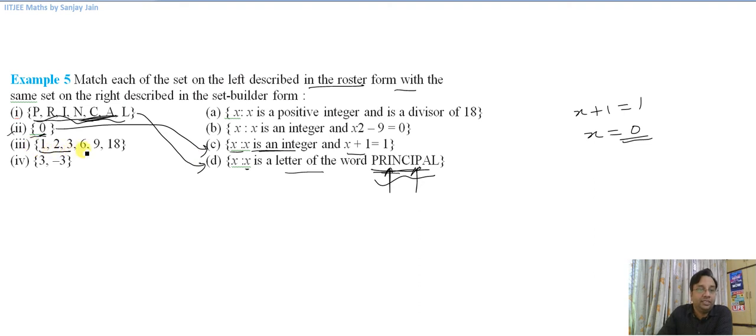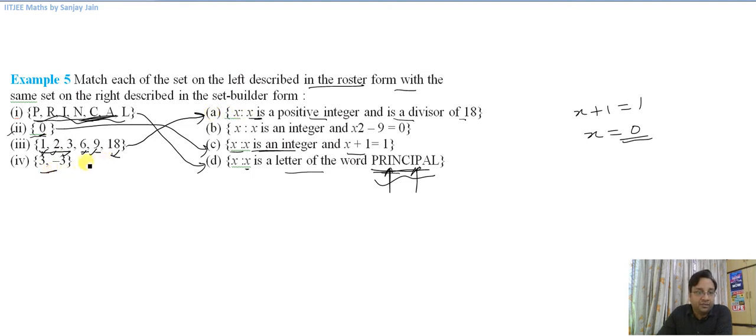Okay, look at this. 1, 2, 3, 6, 9, 18. And when I look at this answer, x is a positive integer and is a divisor of 18. So obviously this is matched with the first one, because all of these elements that you see are factors or divisors of 18 and are positive integers. So yes, it is matched with A.